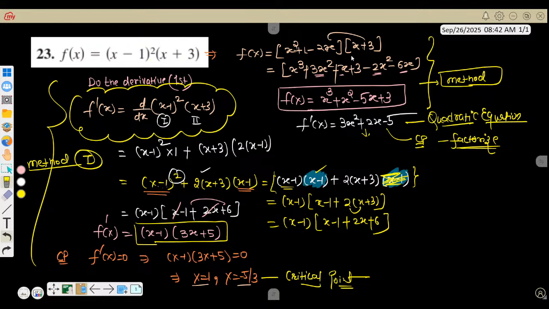But this expanded form increases my steps. See, this step is extra, this step is extra, and then again if I have to make factorization, this step is extra. So this increases my workload, but the other is a very easy method. So now you have a critical point, and you have to identify the behavior of the function on the left side or right side of the critical point.